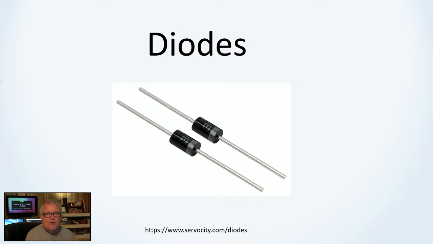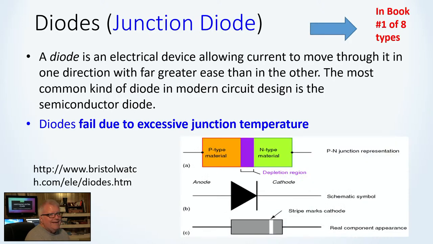That galena crystal with that copper wire on it created a diode. And diodes are the most basic form of semiconductors. And solid-state diodes, this is how you would find them in a package at the old Radio Shack store, or now DigiKey or someplace. This is probably a power silicon diode. Note the band here at the end, and we're going to talk about that here in just a second. So there are eight types of diodes discussed in the book, and this is the first of the eight.